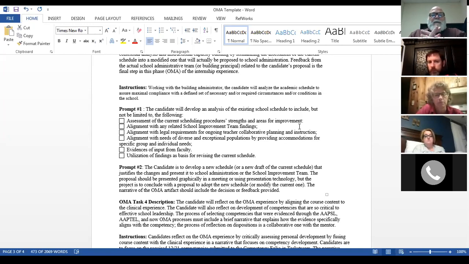So all of those things go in there, into that analysis in prompt 1. And in prompt 2, that's when you develop your new draft schedule or recommendations to change the existing one. But the first thing you've got to have is you've got to assess, not only before you assess your schedule, you've got to assess the procedures that led to that schedule. Because if you want to change that schedule, you first must change the procedures that led you to that schedule.